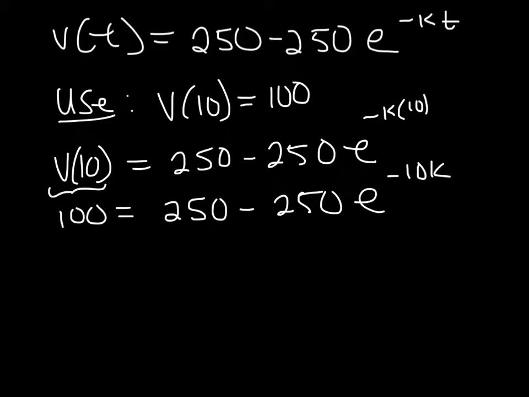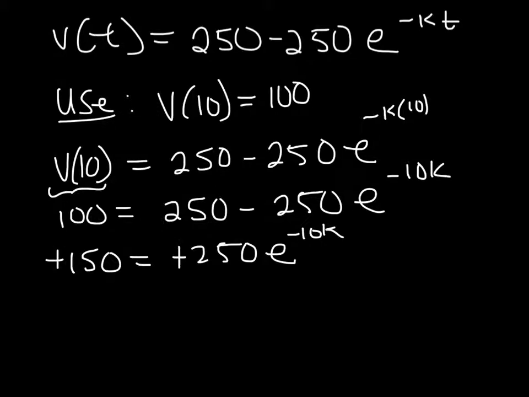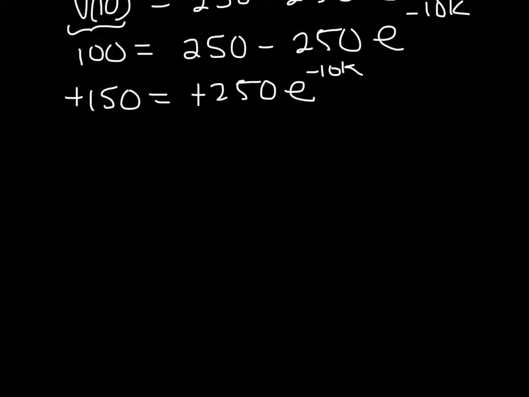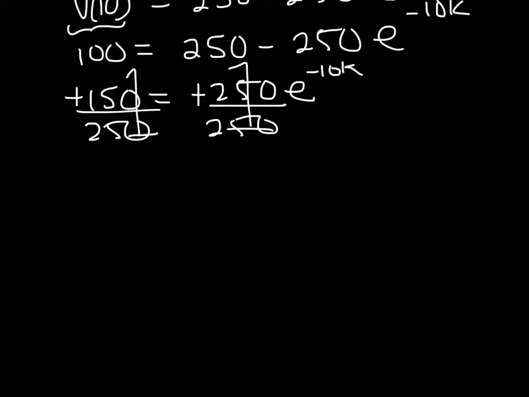Now remember what our goal is. Our goal, at this point, is to find k. So again, this is just a college algebra equation. I'm going to go ahead and subtract both sides by 250, and then we obtain negative 150 equals negative 250 e to the negative 10k. These guys become positive, and I can divide by 250, because I want to isolate the right-hand side as much as possible. This is just a big 1. It's a 1. 150 over 250 is 3/5 equals e to the negative 10k.